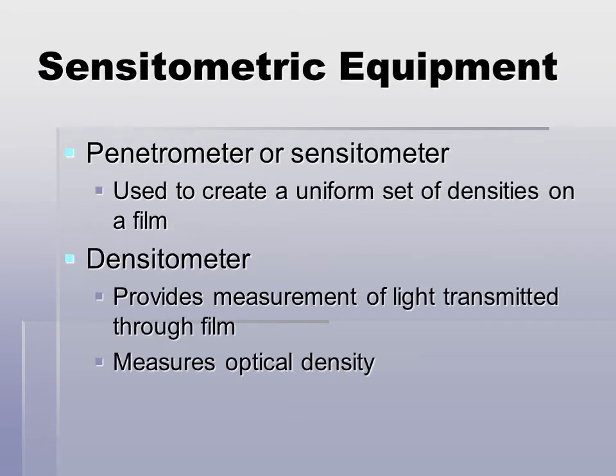equipment. The penetrometer or sensitometer are used to create a uniform set of densities on a film. The densitometer provides measurement of light transmitted through film and measures the optical density.